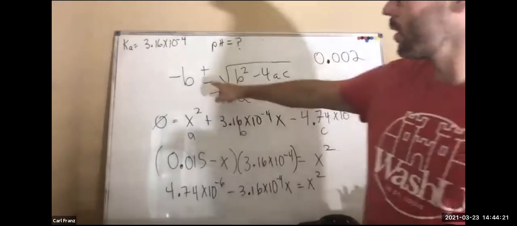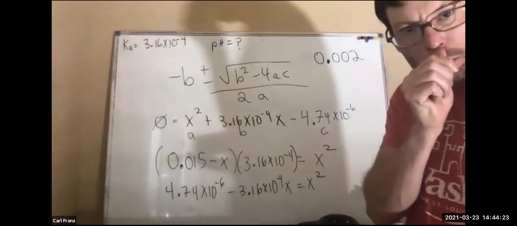Okay, so when you solve the right side of it, then you get the negative 3.16 times 10 to the negative 4 plus or minus. I got 0.002. Was that negative? I think it's plus or minus 0.002, because you should come out with two different answers. Not necessarily positive, but two different answers, depending on whether you're adding or subtracting those.